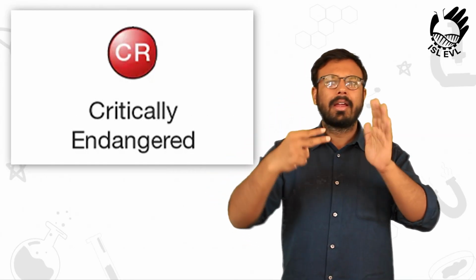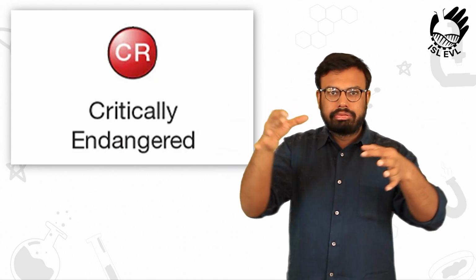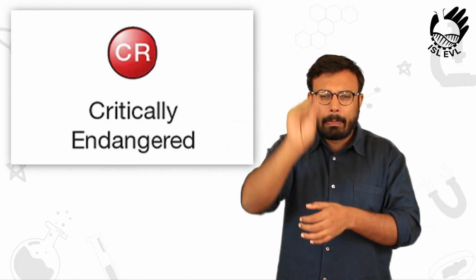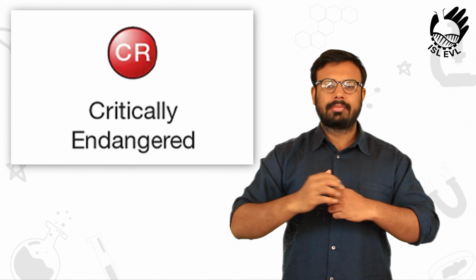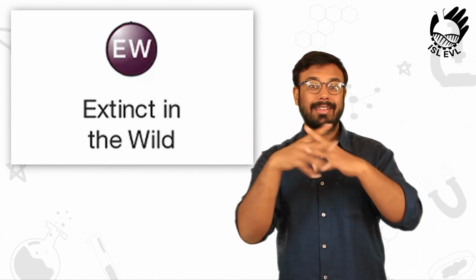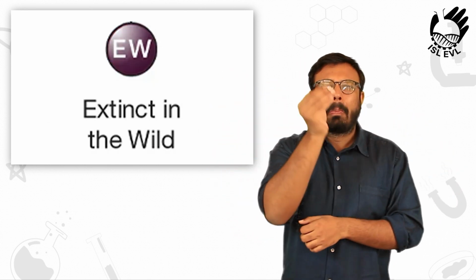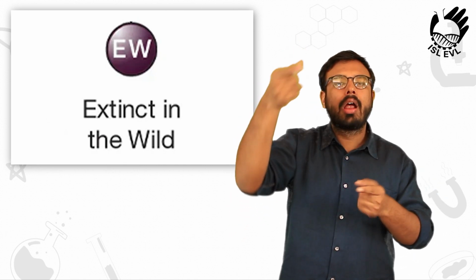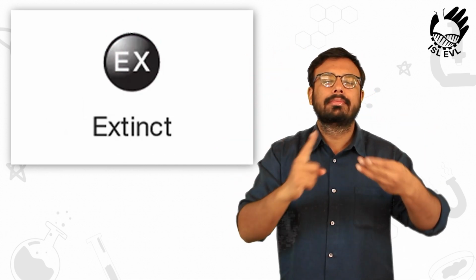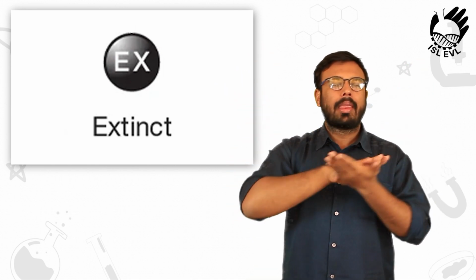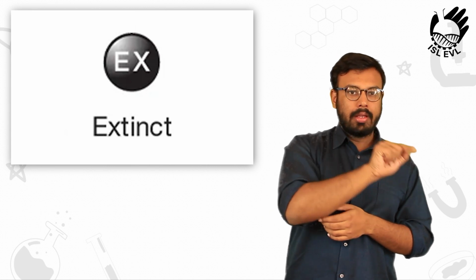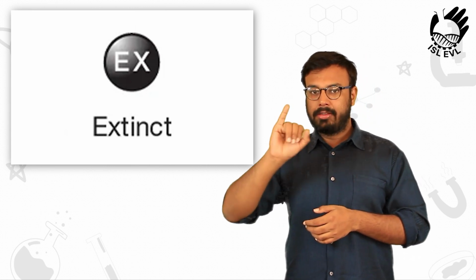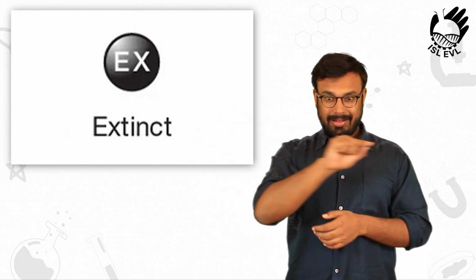Next is CR, which means critically endangered. The animals in this species would have only 200 to 300 individuals left. EW means extinct in the wild. The animals in this particular species may have only 50 or some very minimal numbers left. And last is extinct, that means this particular animal has been wiped off from the face of planet Earth.